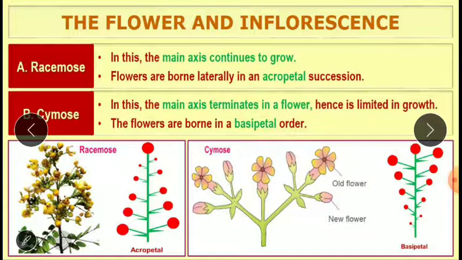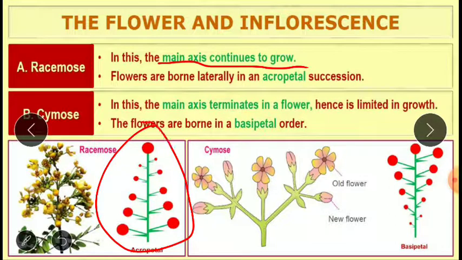In the racemose inflorescence, what is happening? Let us see. In this, the main axis continues to grow. As you can see over here, the main axis goes on continuously. It is also known as the indefinite type of inflorescence, because in this type we will not know when the inflorescence will stop giving flowers. So that is known as a racemose inflorescence.